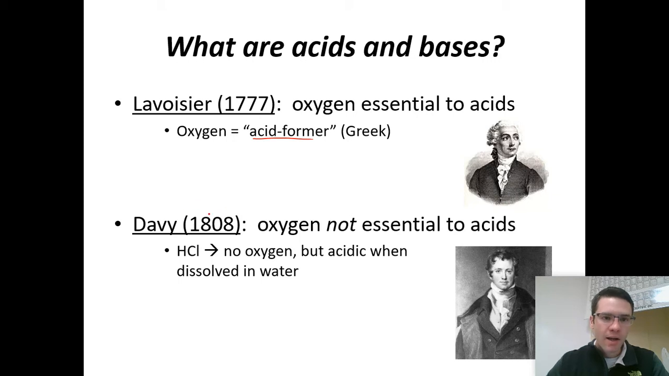But a guy named Davy, about 30 years later, discovered HCl and figured out that HCl has properties that are acidic in nature, and it didn't have oxygen attached to it. So he said oxygen's not essential to acid. So if we don't have to have oxygen, and this is not a good definition for an acid, what is a good definition? Well, this is in 1808.